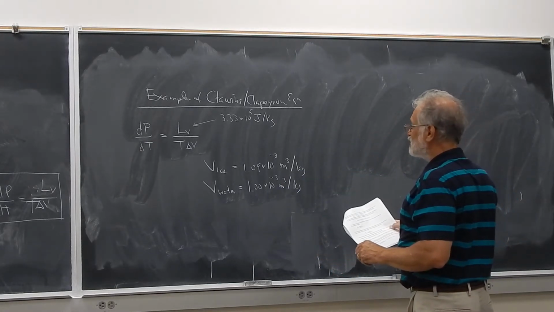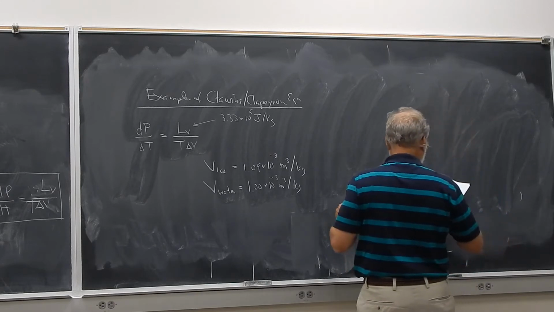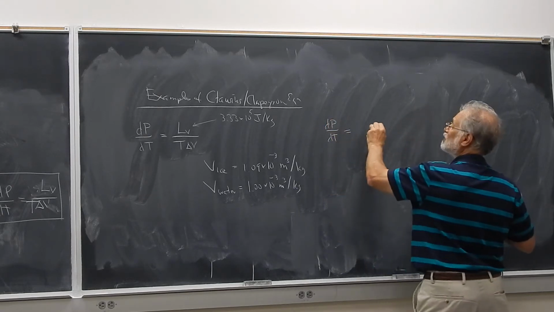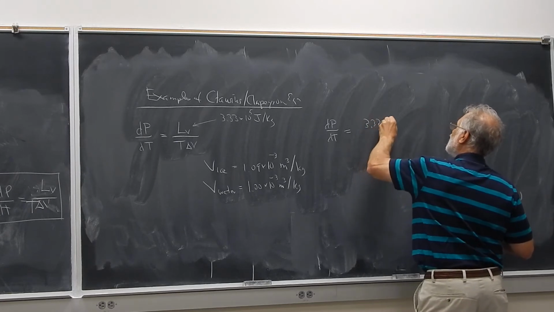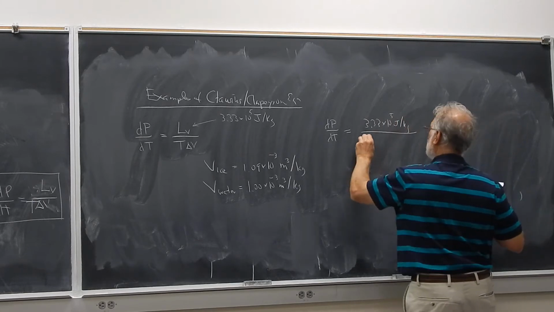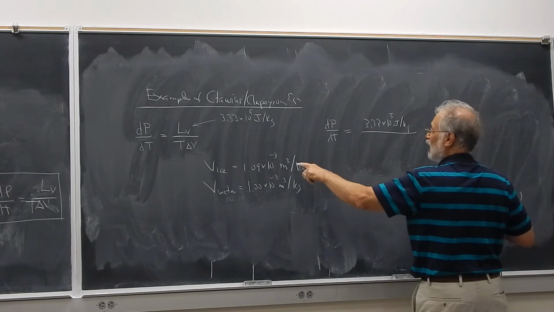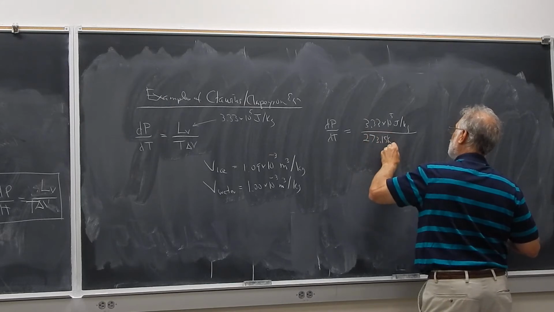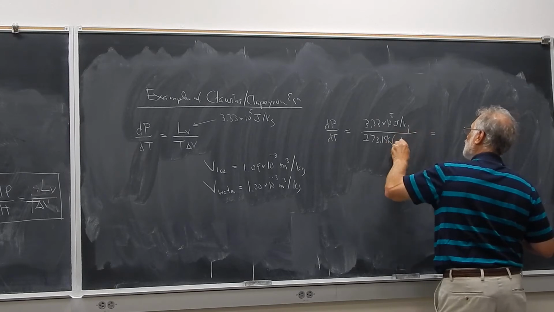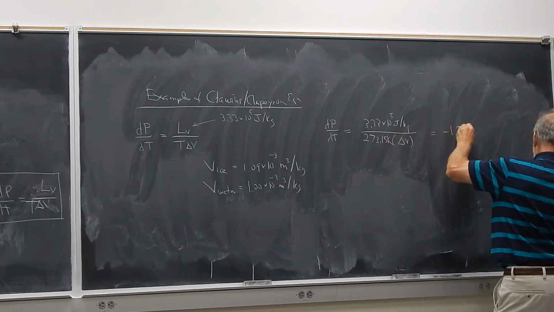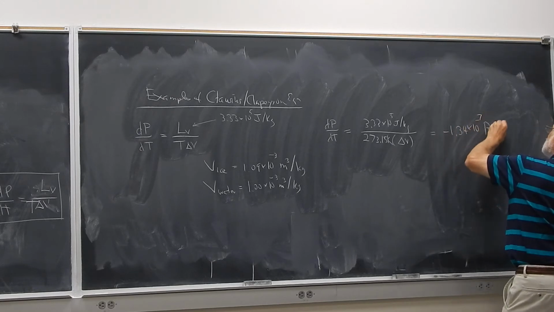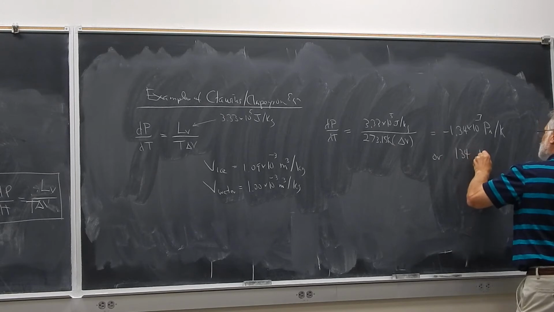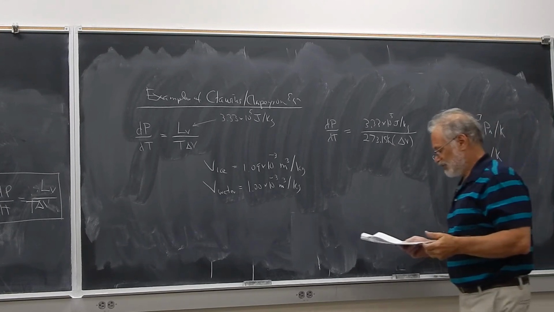And so I can immediately use the Clausius-Clapeyron equation. That will allow me to calculate dP/dT, which is going to be equal to 3.33 times 10 to the 5th joules per kilogram divided by the difference between these two volumes times the temperature, which is the original temperature, 273.15 kelvins. And that would give me minus 1.34 times 10 to the 7th pascals per Kelvin, or 134 atmospheres per Kelvin.